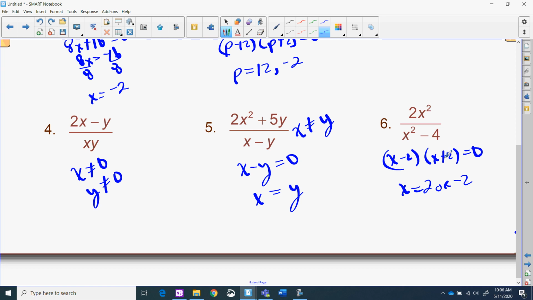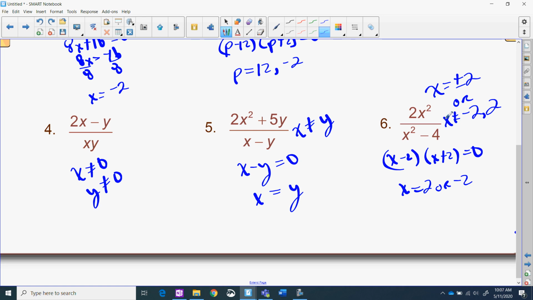Negative 2 would make this bracket 0. 2 would make this bracket 0. If either of these two brackets were 0, because they're getting multiplied together, the answer would turn out to be 0. So that leads me to say that x could not be 2, nor could it be negative 2, because either of those would make the denominator become 0. Negative 2 or plus 2. You'll also see this written. I think you've probably seen this before. You can just put plus or minus 2. That covers both of them.